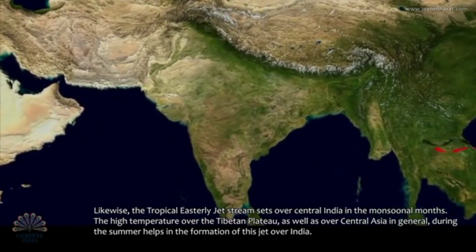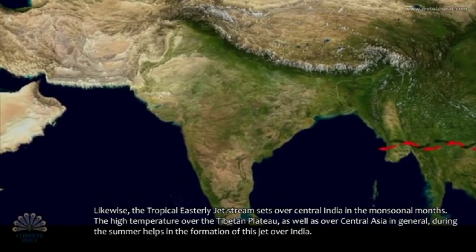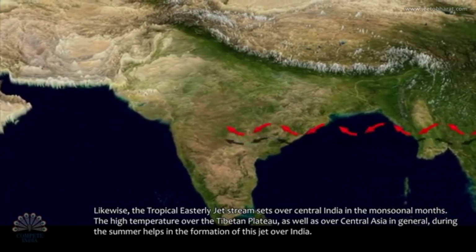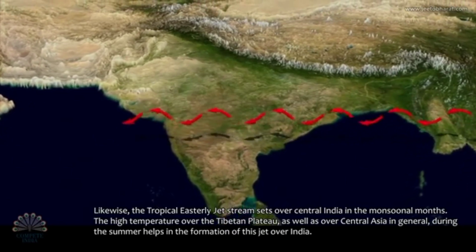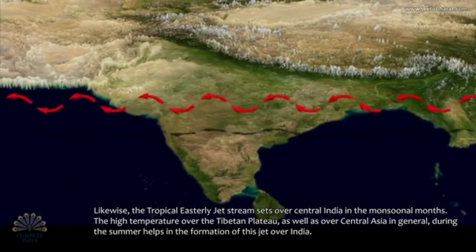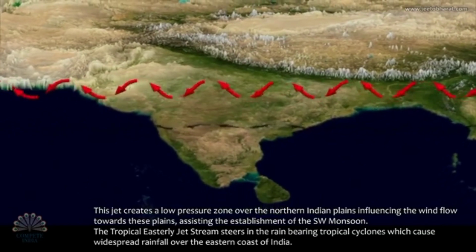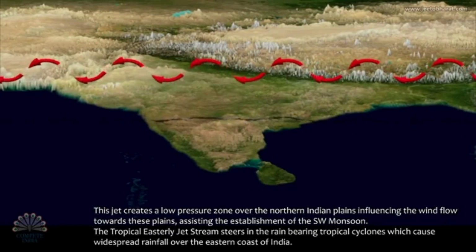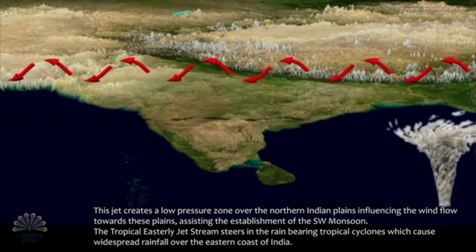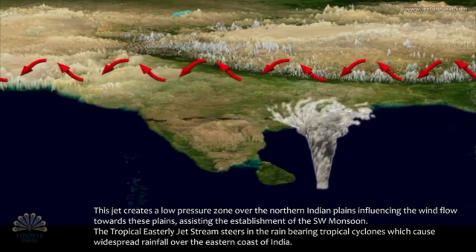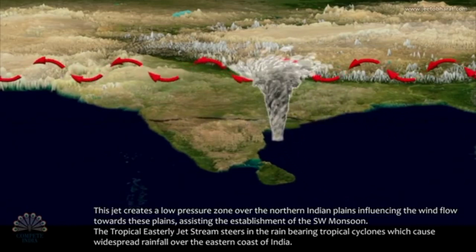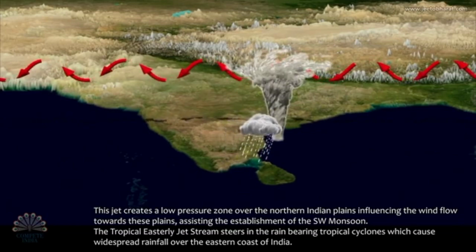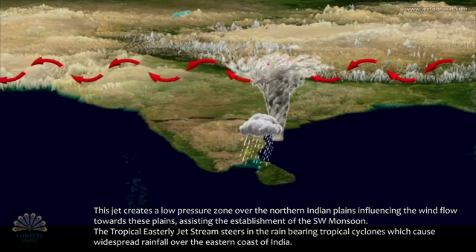The high temperature over the Tibetan Plateau, as well as over Central Asia in general, during the summer helps in the formation of this jet over India. This jet creates a low-pressure zone over the northern Indian plains, influencing the wind flow towards these plains, and thus assists in the establishment of the southwest monsoon. The tropical easterly jet stream steers in the rain-bearing tropical cyclones which cause widespread rainfall over the eastern coast of India.